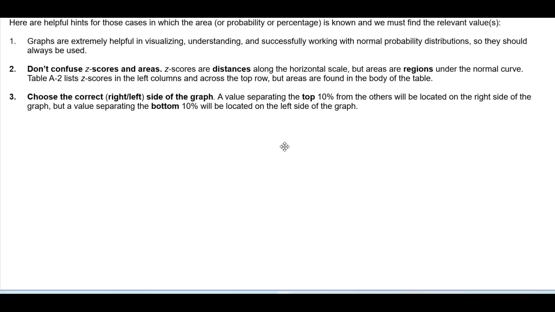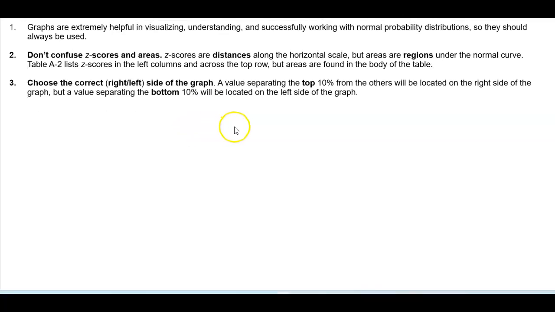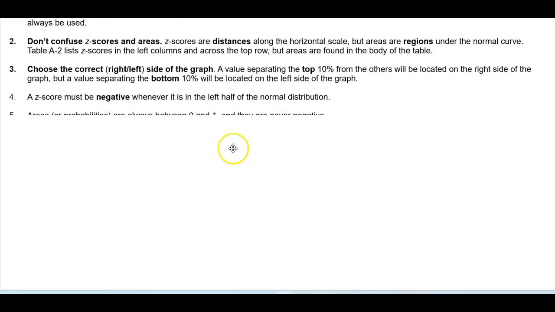A value separating the top 10% from the others will be located on the right side of the graph, but a value separating the bottom 10% will be located on the left side of the graph. Number four, a z-score must be negative whenever it is in the left half of the normal distribution. Number five, areas or probabilities are always between 0 and 1, and they are never negative.